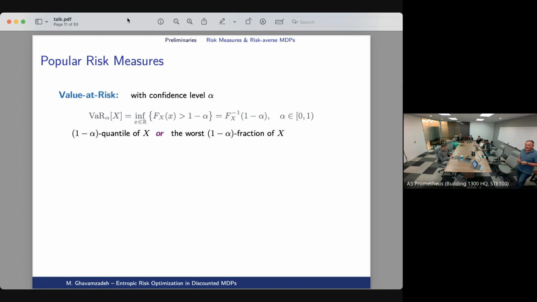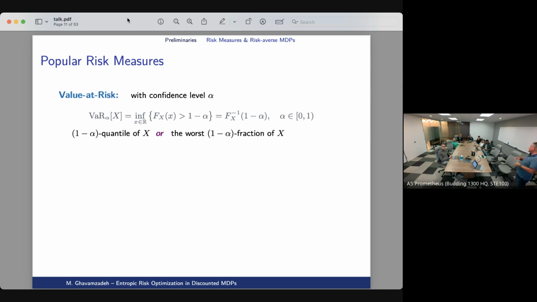The first one is value at risk, or VAR. So value at risk at level alpha, and alpha is a number between 0 and 1, is basically the 1 minus alpha quantile of the random variable, or basically the worst 1 minus alpha quantile of X. For example, the value at risk at level 0.9 for a distribution that represents the return, we are talking about reward here, is basically the 10% tail, the left tail, of that distribution.